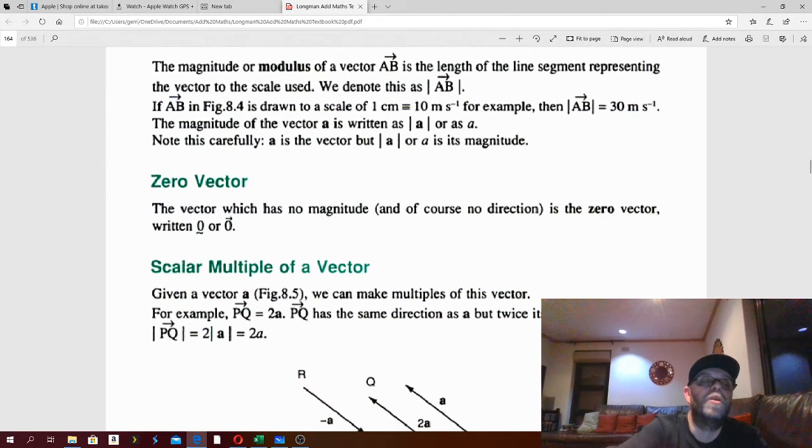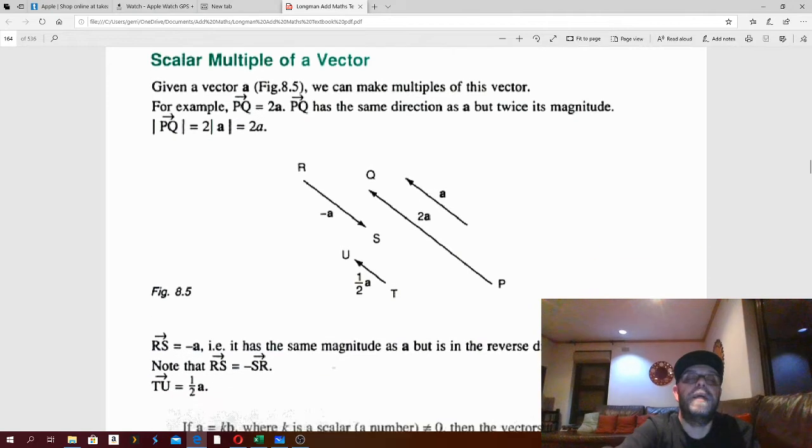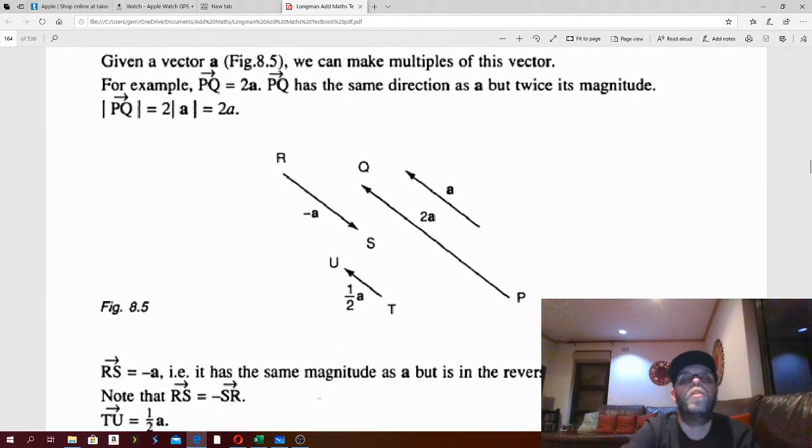Now, just to add to this, we can also talk about a zero vector having a zero size, no magnitude, okay? And of course, if something's got no magnitude, it's also got no direction. And then we can talk about a scalar multiple of a vector. So look at these vectors that they've drawn over here. Okay, we've got the RS vector, the QP vector or PQ vector, and a vector A. Now the vector A that they labeled there, you can see is a certain size. The PQ vector is double the size.